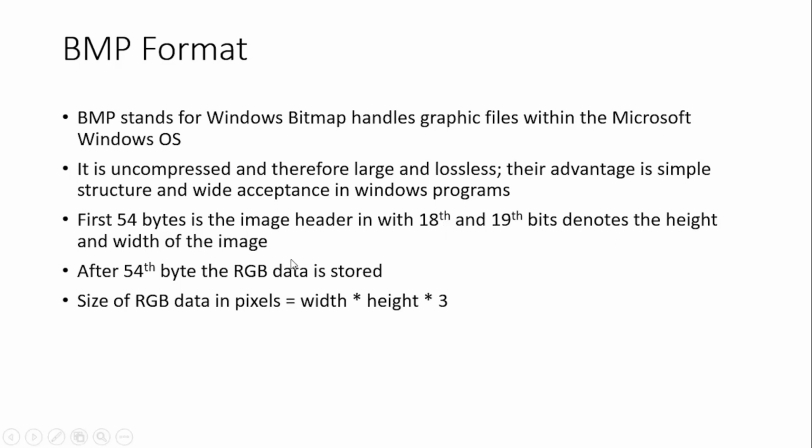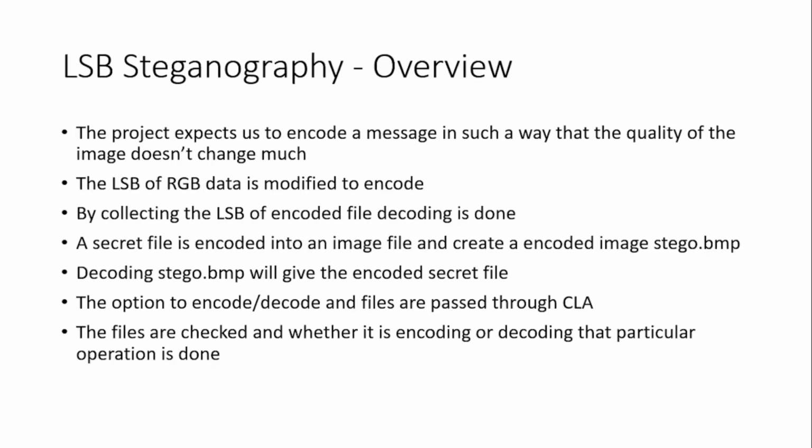Since the image we are using is an RGB file, it has 3 bytes per pixel. So the size of the RGB data in pixels will be width times height times 3. In total, this is the size of our image that we can utilize for encoding. So, coming to the project, LSB steganography.